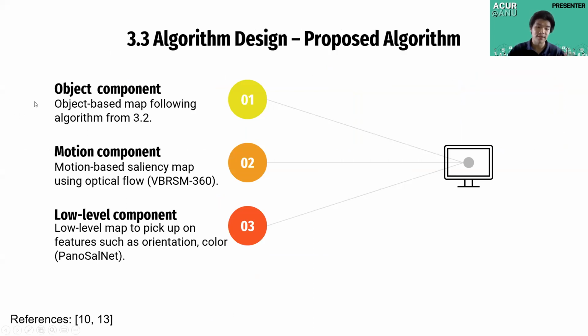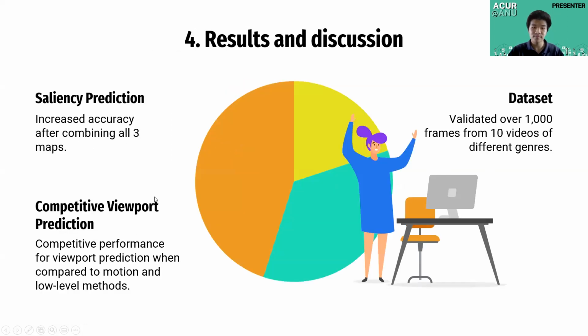So that was talking about the current object-based component. This is the novel component of the design. Then we piggyback on existing motion components and low-level component-based saliency maps, because one of our design criteria for the saliency map was for it to capture all three drivers. We want the map to capture objects, we want it to capture motion, and we want it to capture low-level components as well.